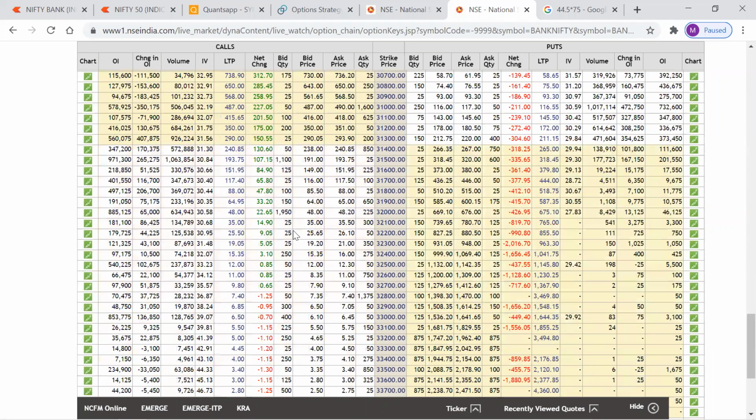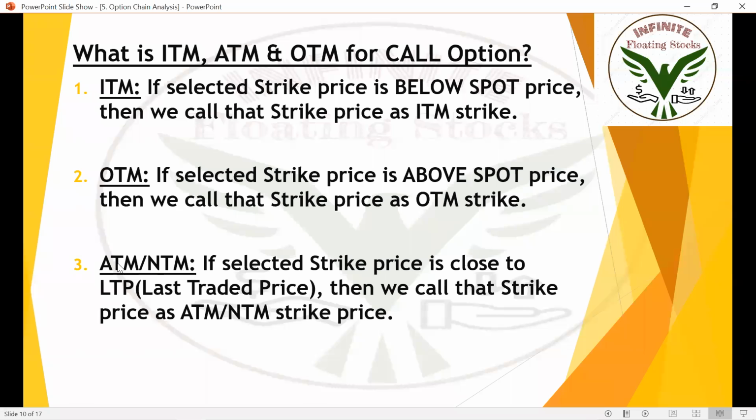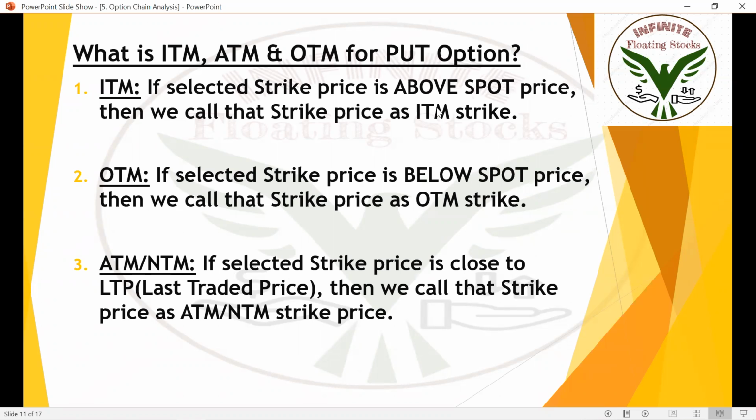It's that simple. So in the money, at the money or near the money: if the selected strike price is close to the last traded price, I already showed you. If the selected strike price is close to the last traded price, then we call that strike at the money or near the money strike price. Pretty simple. Now let's look at what is ITM, ATM, OTM strike for put option. Put option, pretty simple, just the opposite. Let's go to the table.